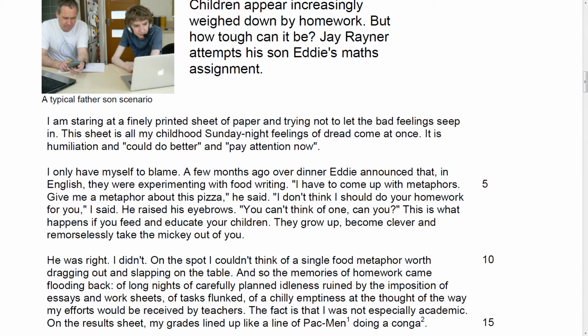So here's the passage here, and I've included lines 1 to 15, and this is where that question was asking you to look at. So what I'd like you to do now is just spend a little bit of time reading through this particular passage, and then on the next slide I'd like you to answer the questions that we've had a look at.